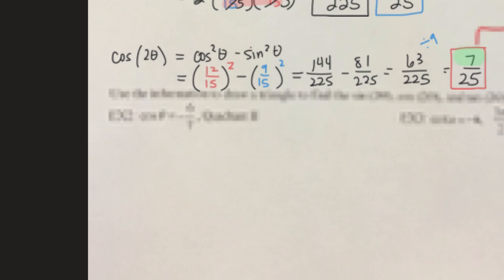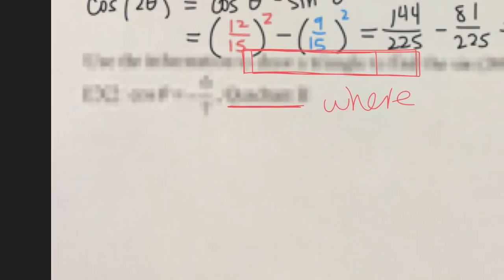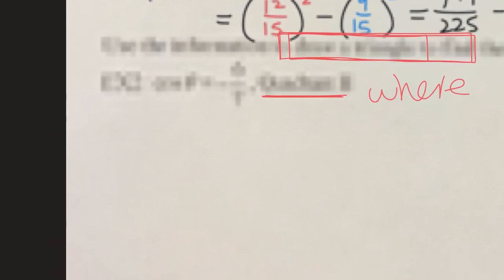Oh, right, the cosine, it says use the information to draw a triangle, and then find the double angle stuff. So first we want to draw a triangle, and this is telling us where to draw the triangle. It's giving you some specific directions. It's saying the cosine of some angle is -6 over 7, and that angle lives in quadrant 2.